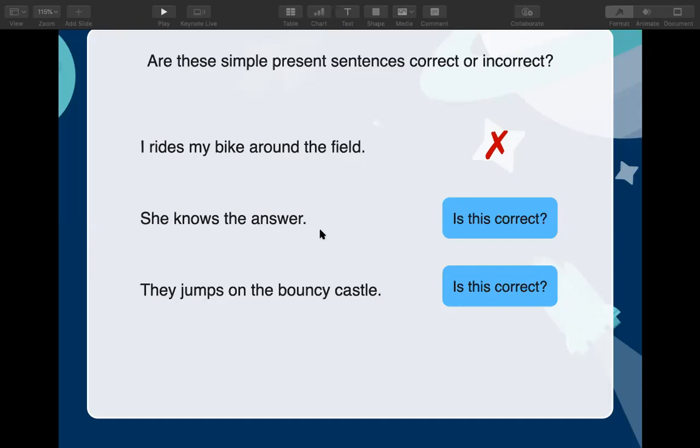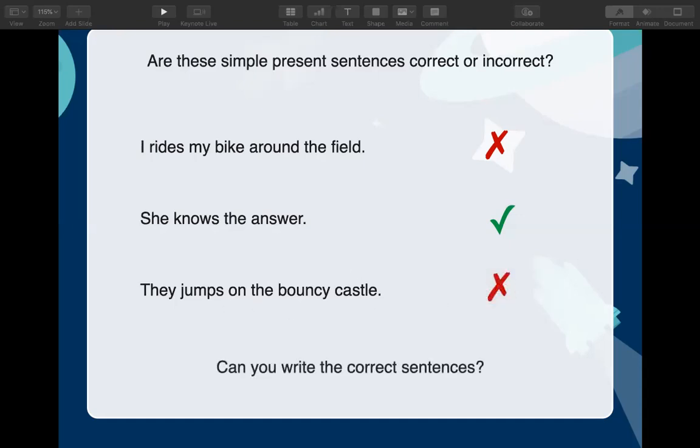Let's see the next one. She knows the answer. Is this correct or incorrect? She knows. Let's see. Yes, it's correct, boys and girls, because she is third person and we add an S to the verb. All right, and the final one. They jumps on the bouncy castle. So is this correct?